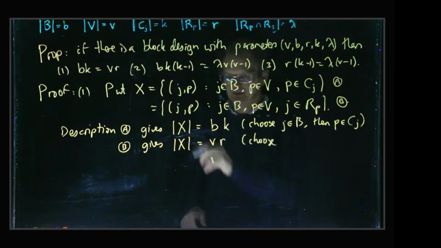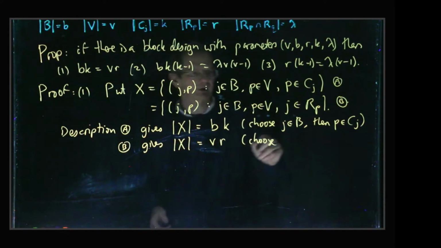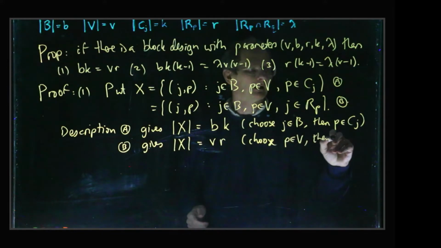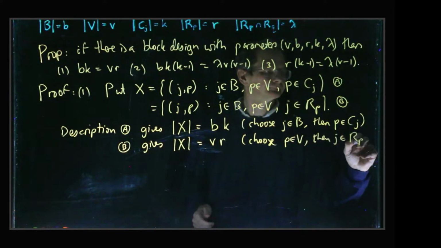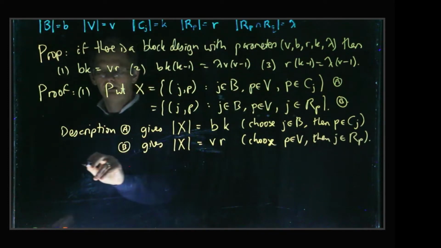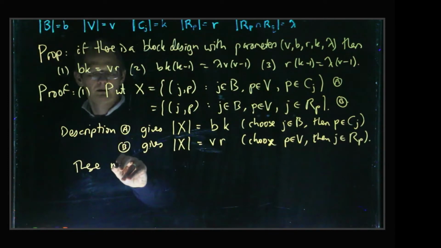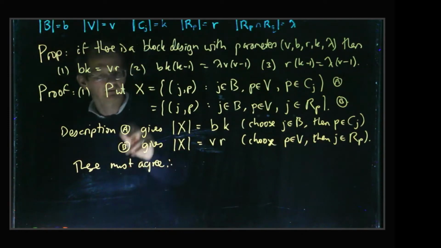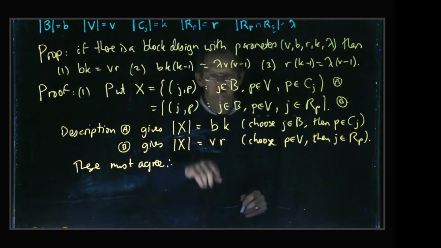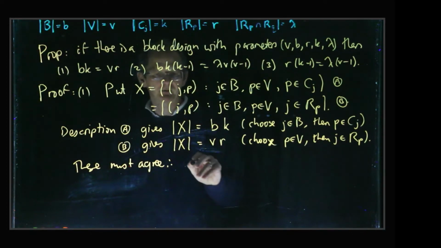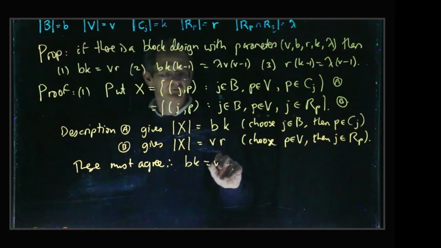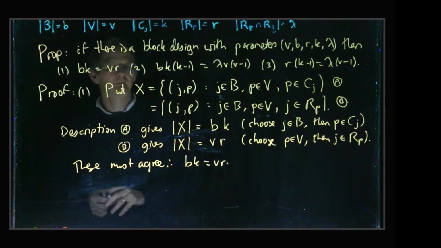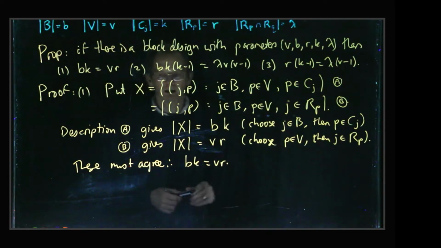So here we're saying that we're choosing firstly p in V, then j in Rp. And so these are just two different ways of finding the size of the same set, so they have to give the same answer. So we get that bk is vr. So that proves this first claim here.